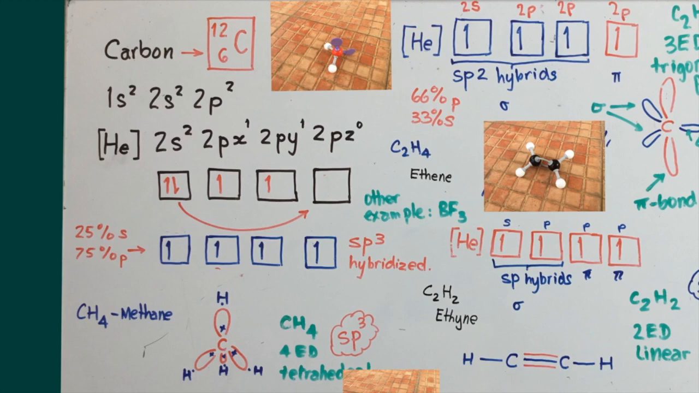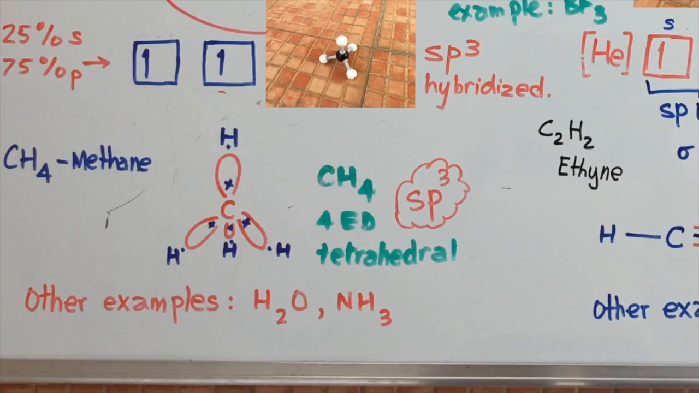Once these 4 equivalent orbitals are created, it allows for a molecule like CH4, methane, to form 4 equivalent bonds to 4 hydrogen atoms. And each of these bonds exists as its own electron domain. So CH4 has 4 electron domains, and these 4 electron domains give rise to a tetrahedral structure.